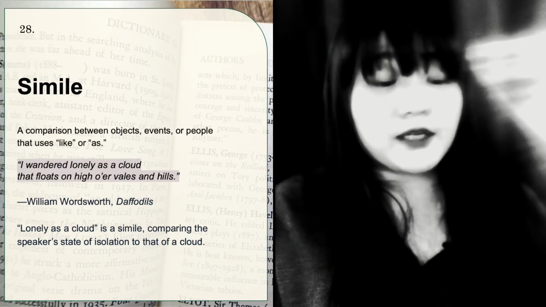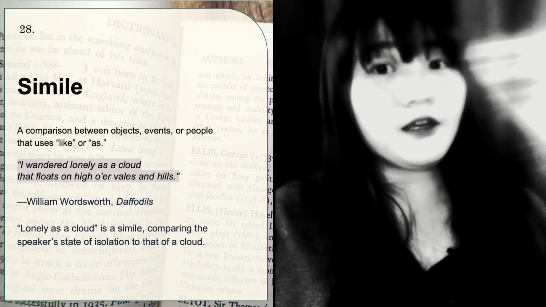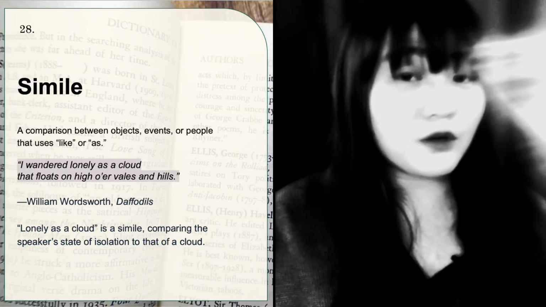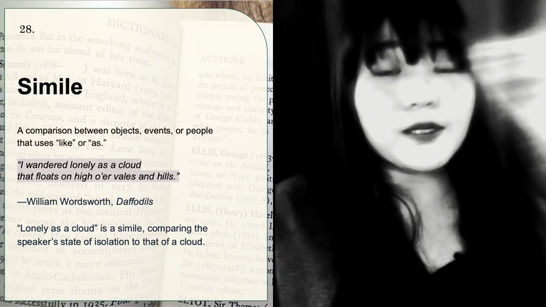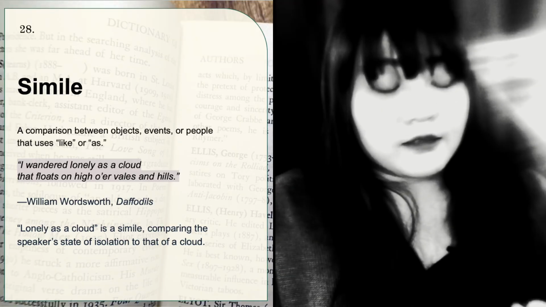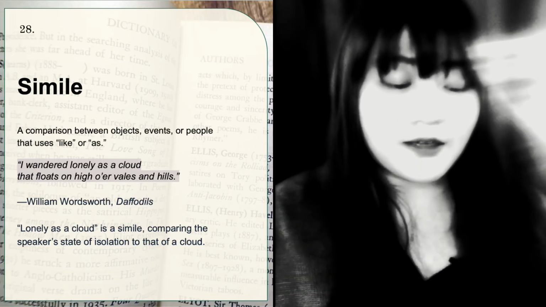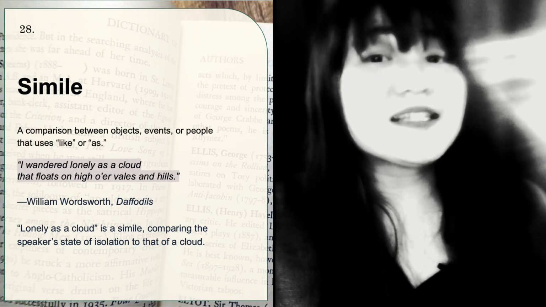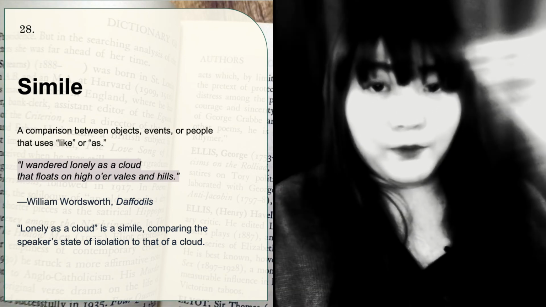Next, literary device 28, we have similes. What is a simile? A simile is different from a metaphor. Remember, a metaphor does not use words like "like" or "as," but a simile is a comparison between objects, events, or people that does use "like" or "as." So they're literally similar. Let's look at this example.